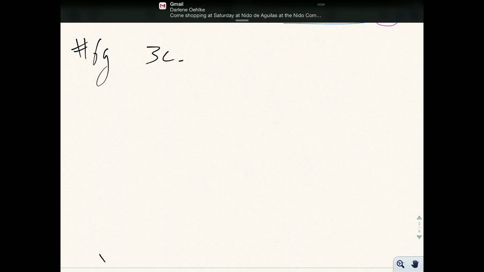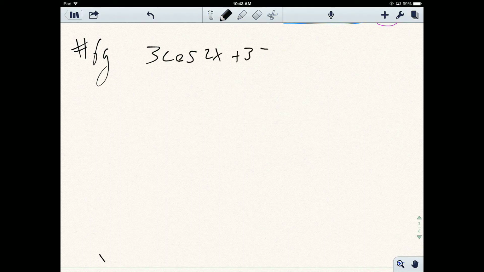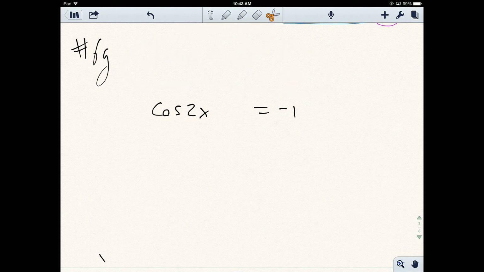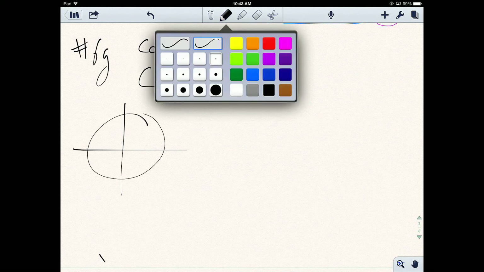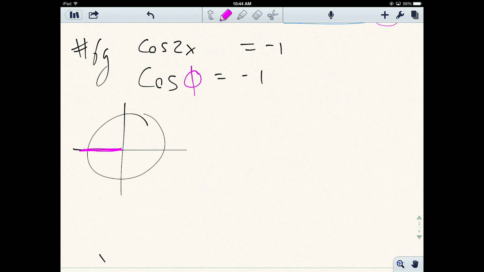Let's see, we got 3 cosine of 2x plus 3 equals nothing, right? So we subtract a 3 from here, we divide this 3 out, so you really end up with cosine of 2x equals negative 1, right? If you need to pause me, that's fine to make sure that's the case, but I'm just going to remove this, and I'm going to move this up just to give us some space. So I know that I'm looking for a spot where the cosine of some angle is negative 1. Well, that sounds like here. Yeah? Sounds like pi. So the cosine of that is negative 1.